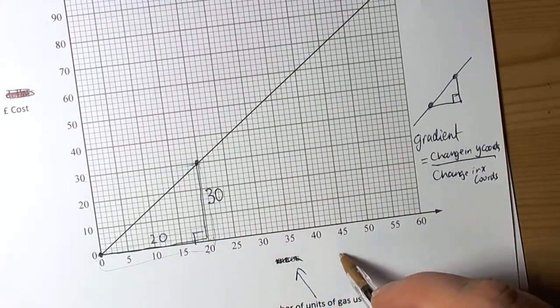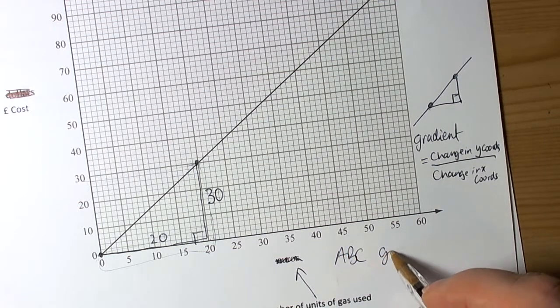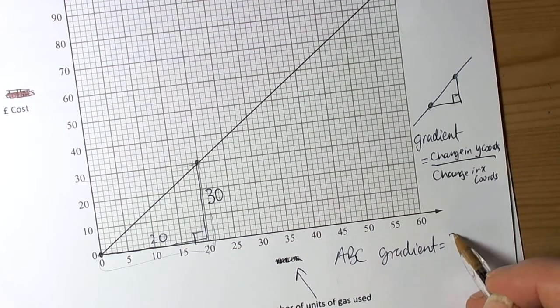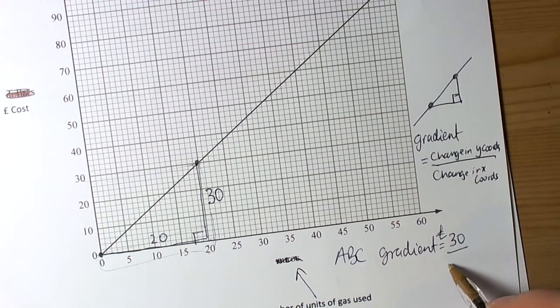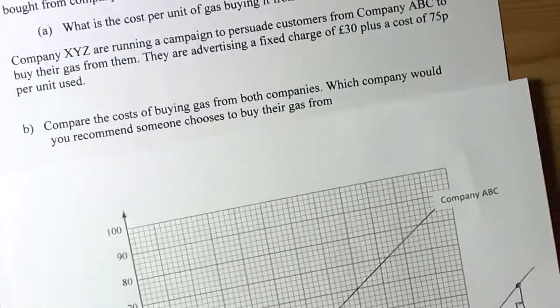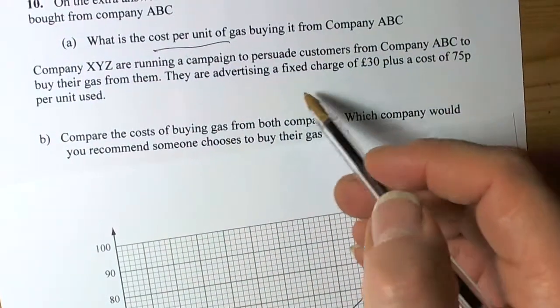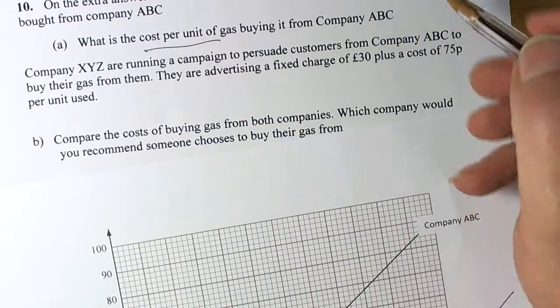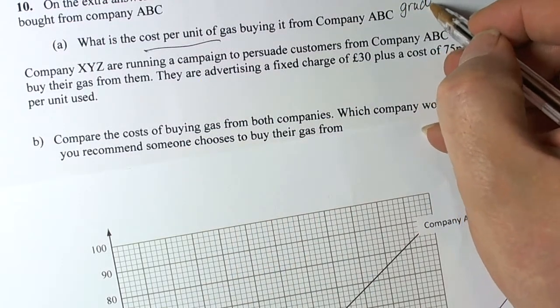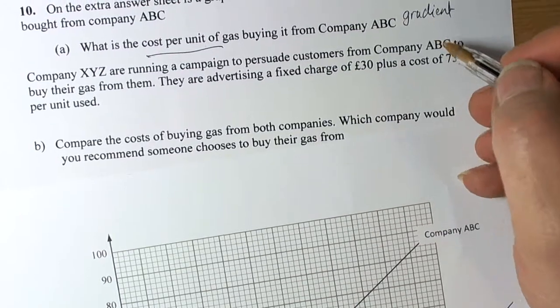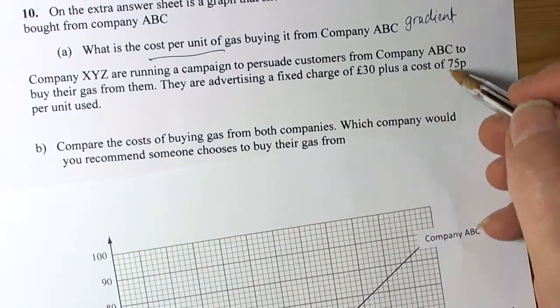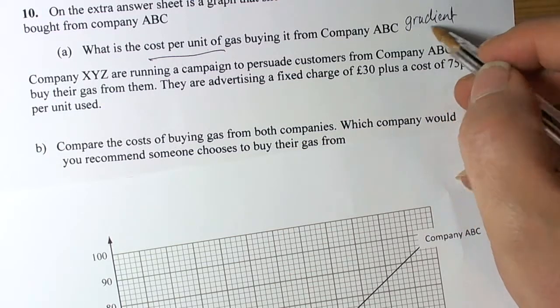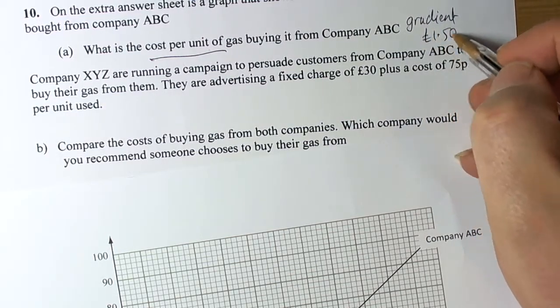So the gradient for this line, so for ABC, is equal to £30 divided by 20 units. So that equals £1.50 per unit. And that's what the question wanted. It wanted to know what was the cost per unit. So we've done costs divided by units to get that, and we've used the gradient of the line because that's how these graphs work, with the gradient being equal to the per one of something when you calculate it. So the gradient told us it was £1.50 per unit.